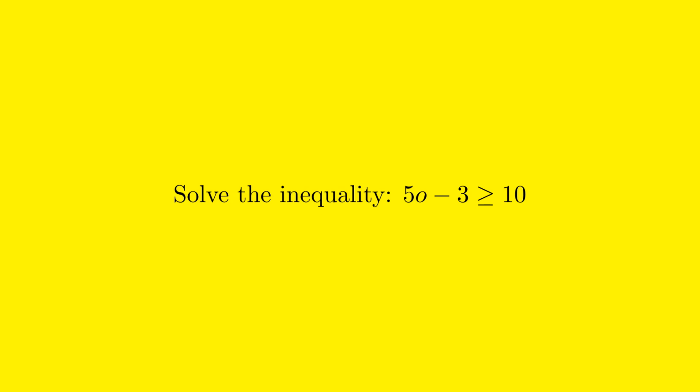Today we will be solving an inequality step by step. The inequality we will be working with is 5o minus 3 is greater than or equal to 10. By the end of this video, you will not only have the solution in inequality form, but also in interval notation. So let's get started.